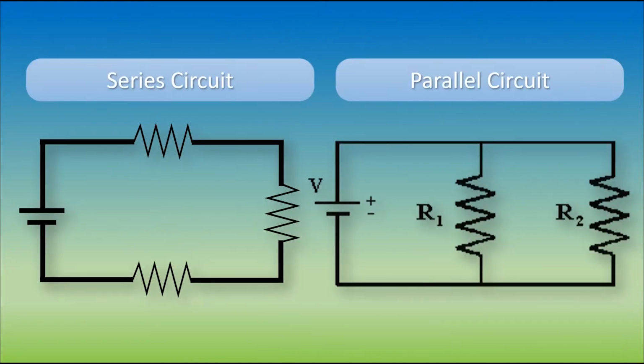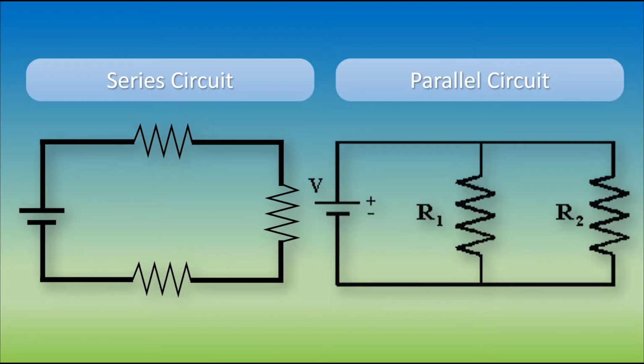Now we can discuss the two types of circuits. There is a series circuit, in which all components are one after another. In this diagram, we show resistors, which are components that slow down the flow of current. You can think of resistors in a series circuit as one large resistor, since you can get the total resistance of a bunch of resistors by simply adding them all up.